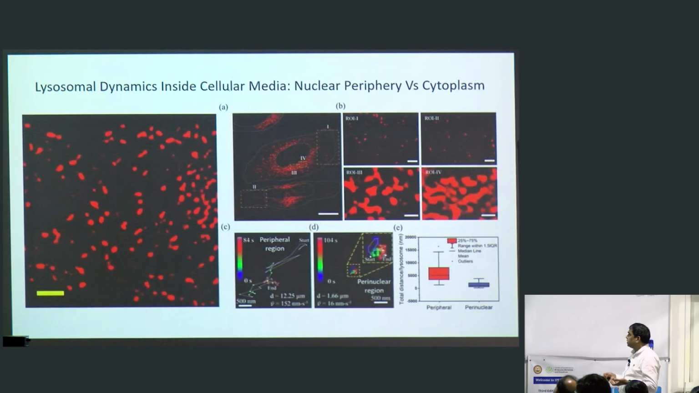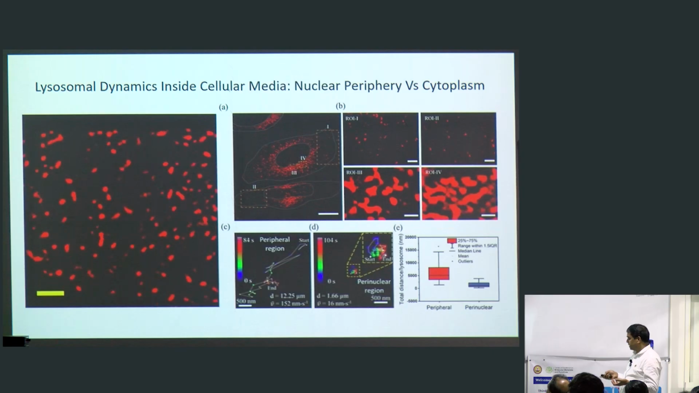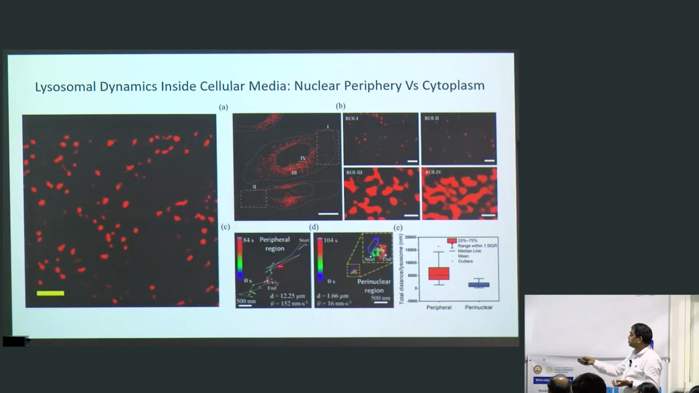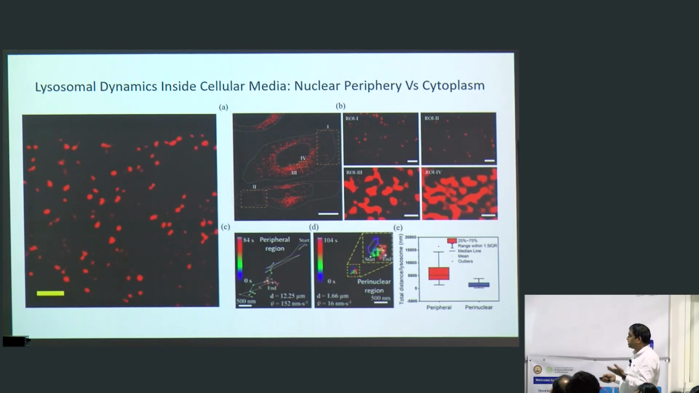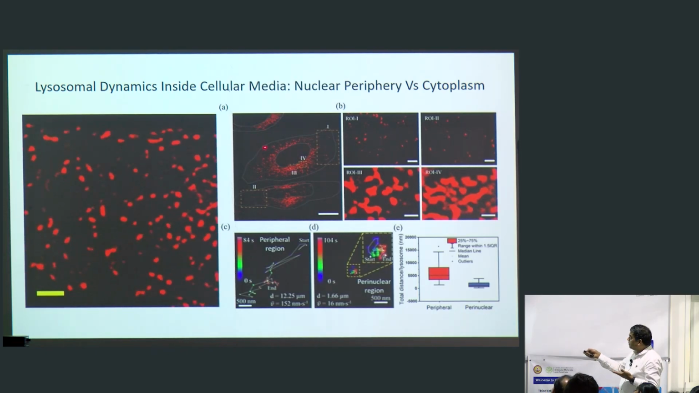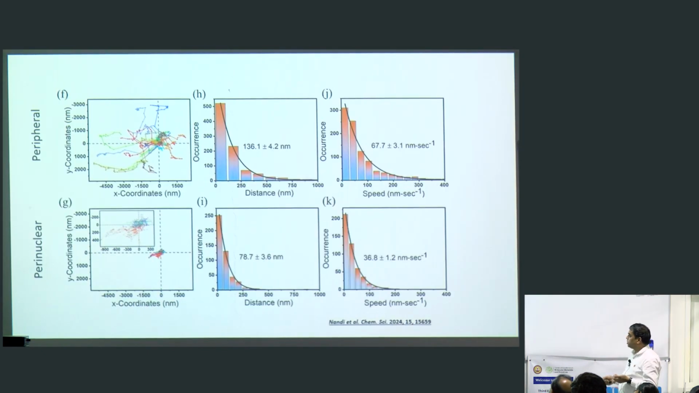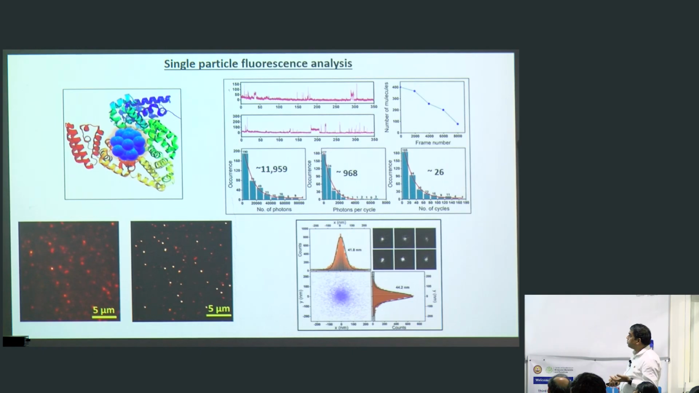Right? So I think I'm running out of time. So this is basically the lysosomal dynamics. You can see one can track each individual lysosome here and then calculate the velocity within the periphery of the nucleus and also outside, in the cellular environment. And then we did a lot of analytical work about the velocities by tracking each individual lysosome. Let me move a little bit faster.